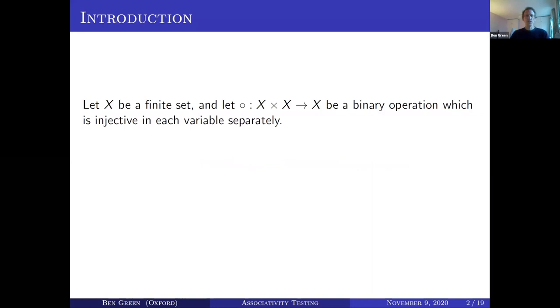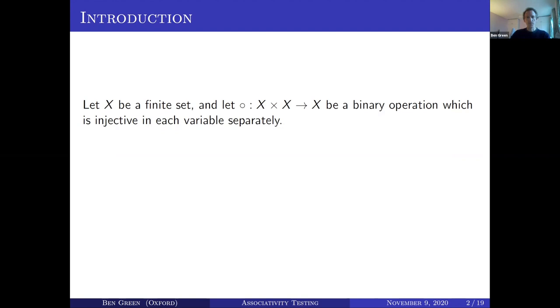Let me begin by just introducing the kind of question I want to talk about. Let X be a finite set, and suppose that you have on that set a binary operation. So it's a map circle, X cross X maps to X. And I will assume that it's injective in each variable separately, just for definiteness.